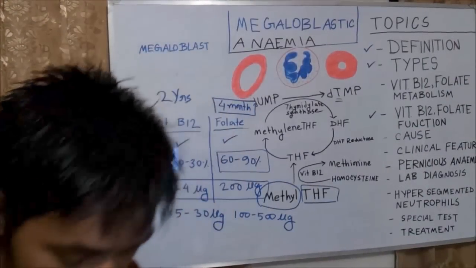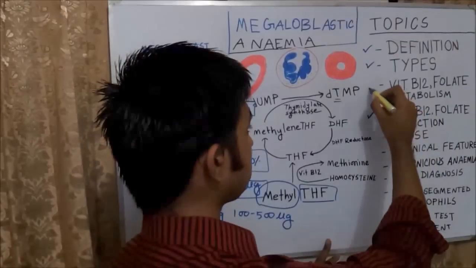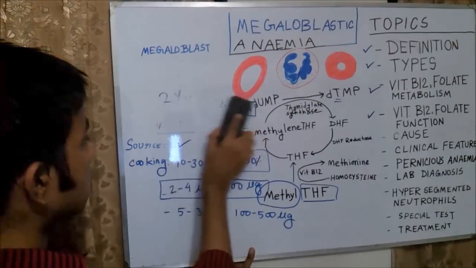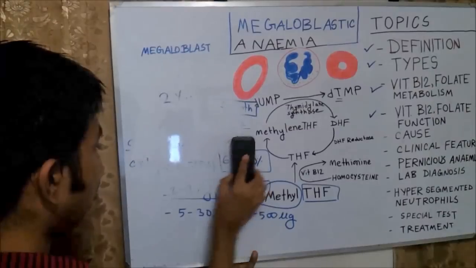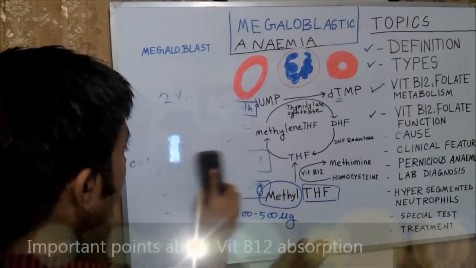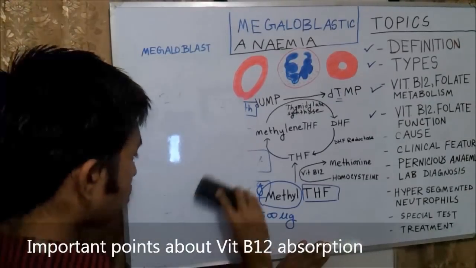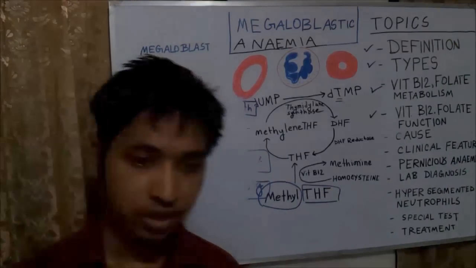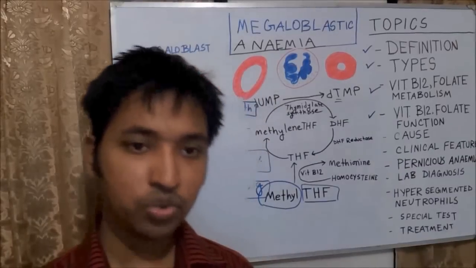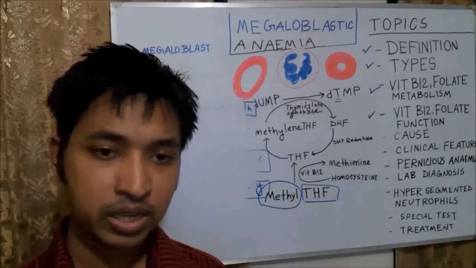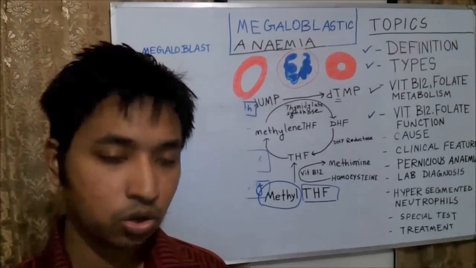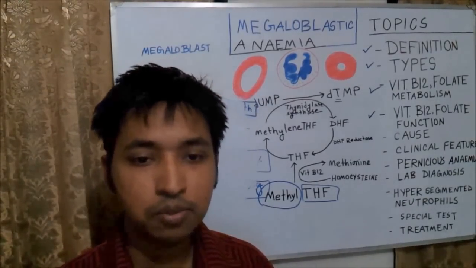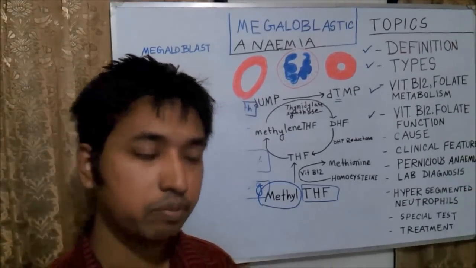Now that we have talked about the basic concepts of vitamin B12 and folate metabolism, I would like to say a few words specially about the absorption of vitamin B12, because remember, vitamin B12 absorption is a very interesting and complicated procedure. Say we have taken some animal protein, it can be kidney, liver, heart, anything, even meat, shellfish, cheese, milk. Those foods contain, besides other things, vitamin B12.